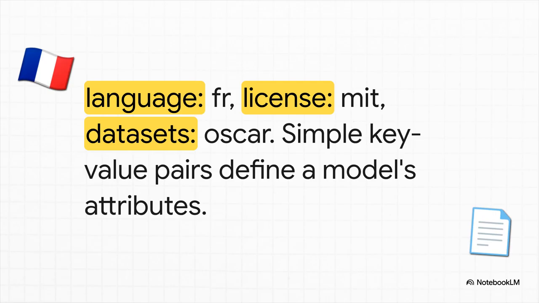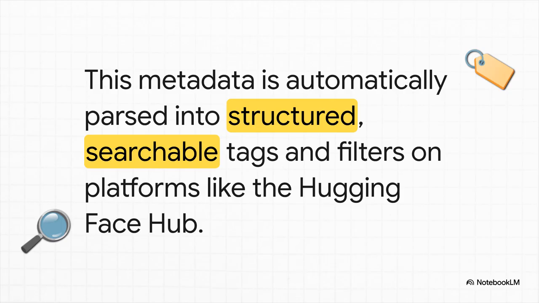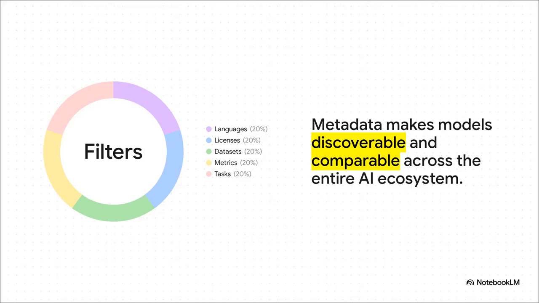Looks pretty basic, right? Well, here's where the magic happens. Platforms like the Hugging Face Hub automatically read this text and turn it into structured, clickable search filters. So that one simple line, language: fr, suddenly becomes a tag that lets you instantly find every single French language model on the entire platform. This metadata is what makes the entire AI ecosystem discoverable. You can filter through thousands and thousands of models by their language, their license, the data they were trained on, you name it. It turns a static document into this amazing engine for finding exactly what you need.